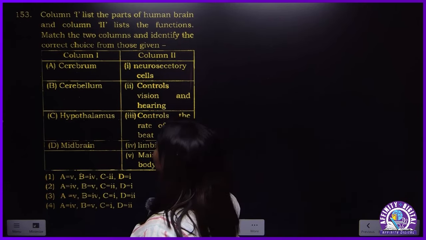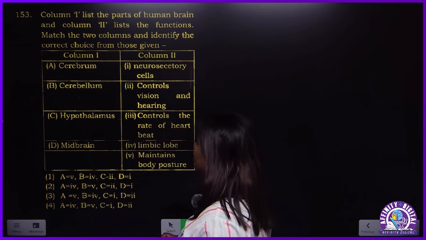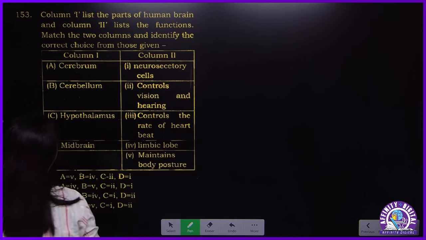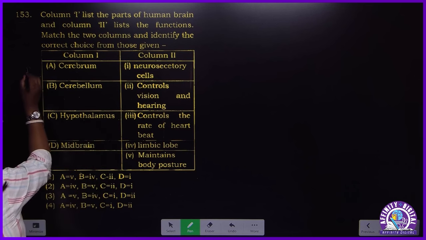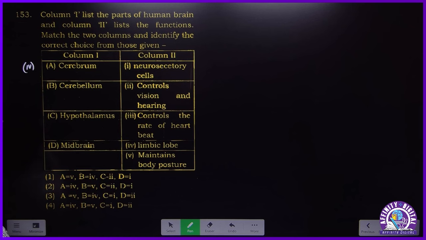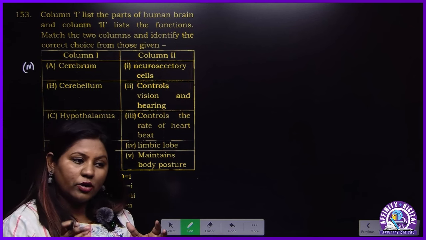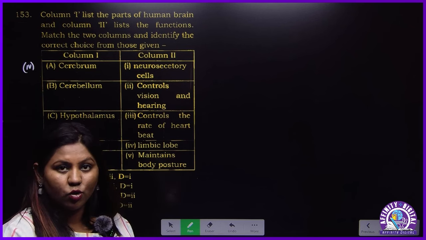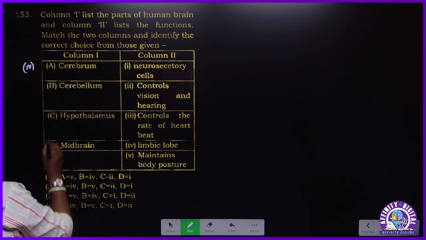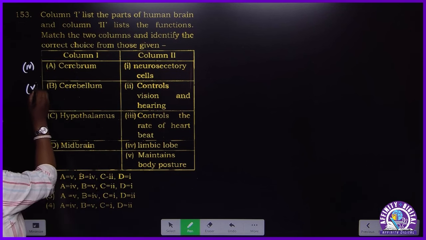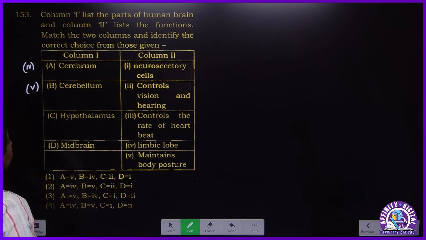Now is question number 153. Match the column. बच्चों cerebrum दिया गया है first column में, and we will combine this with the limbic lobe, क्योंकि cerebrum में लिम्बिक सिस्टम होता है, जो कि एकदम इनर पार्ट ऑफ द सेरिब्रम लोकेट होता है. सेरिबेलम जो है बॉडी का पोस्चर मेंटेन करने में मदद करेगा. सो वी विल गो विथ ऑप्शन नंबर 5.